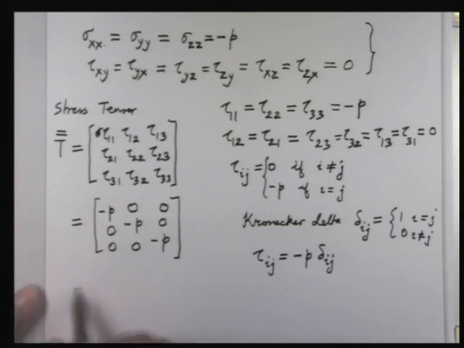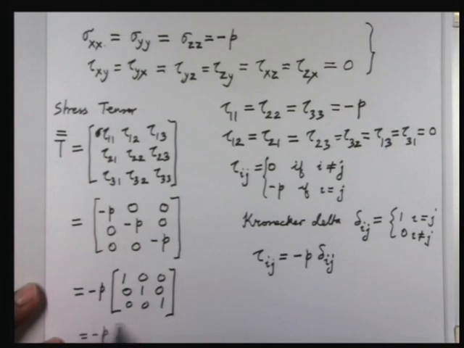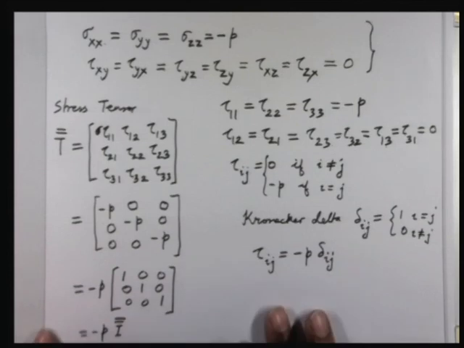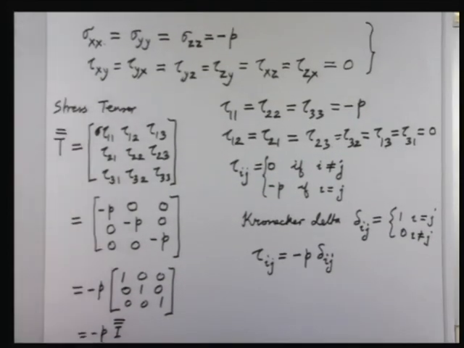So if you want, you can factor out the minus P here and write it as P into 1, 1, 1 on the diagonal and zeros. This is what we call the identity matrix. So I can write it as minus P into I with 2 bars on top. This is what is referred to as the hydrostatic stress distribution. Of course, the term hydro refers to water, but it is used for any fluid.